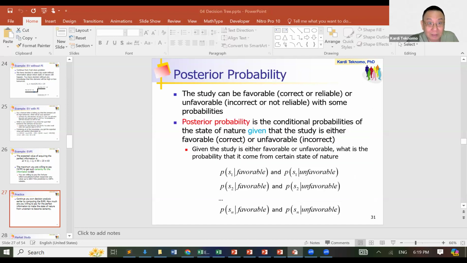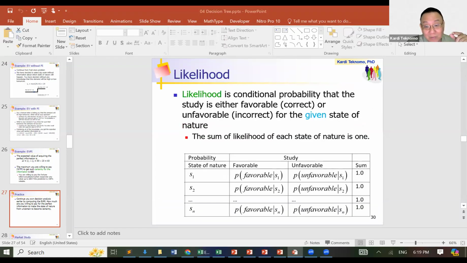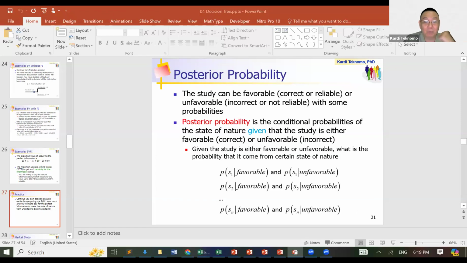Next, we have another conditional probability which is called posterior. What is that? It's the same as earlier, but we reverse. You see, here is favorable given S1. This is called likelihood. In here, this is another conditional probability. If you know this is favorable, what is the probability that this is actually from state S1? If this is unfavorable, what is the probability that this is from state of nature S2 and so on?